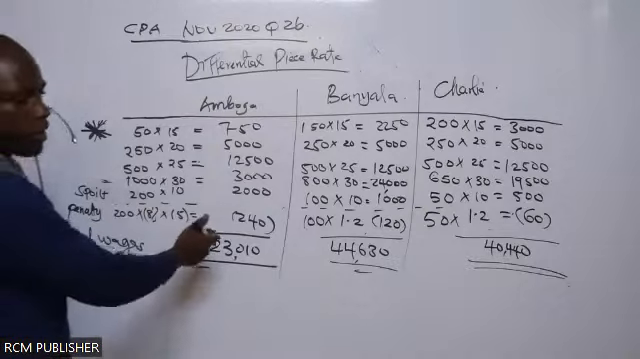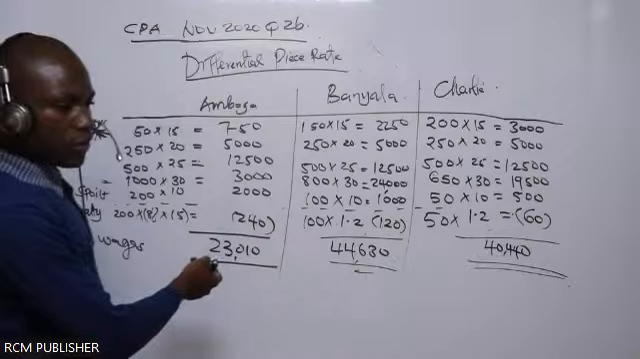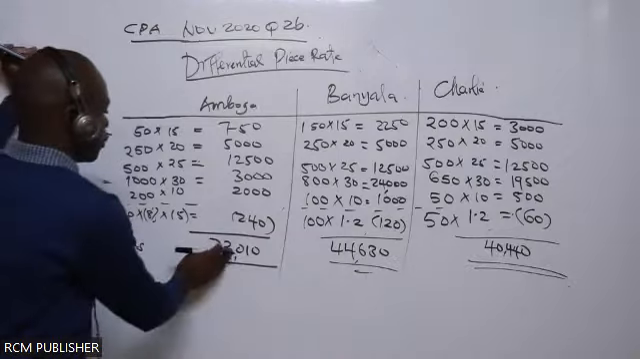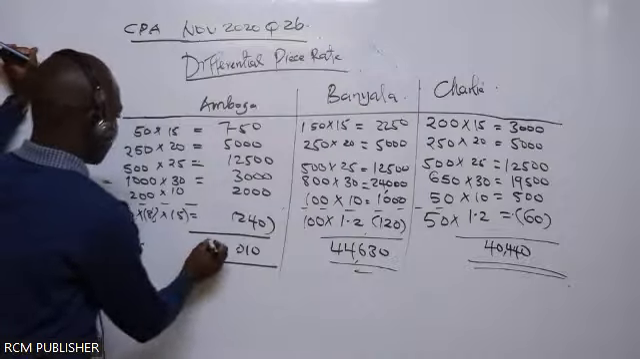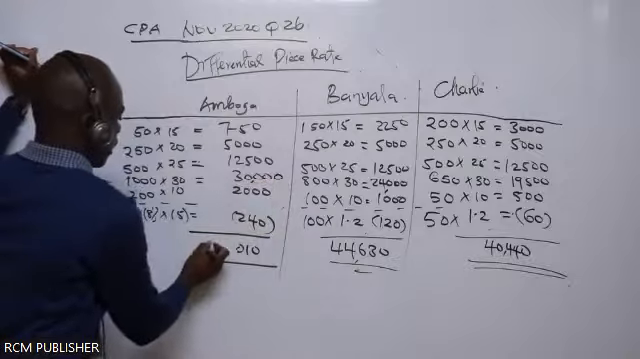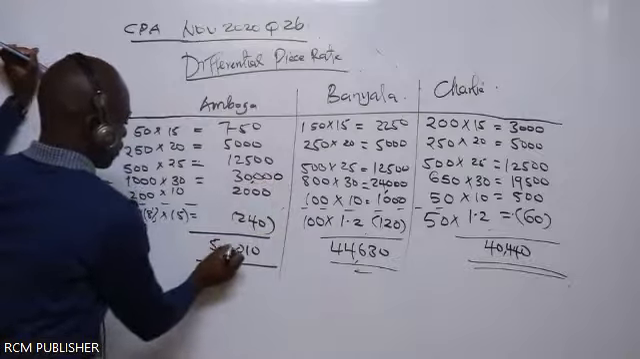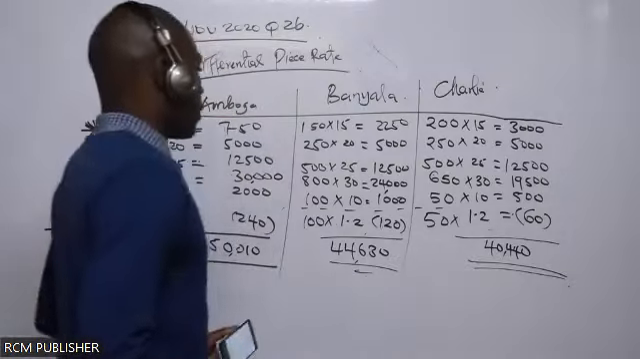Can someone give me the correct value? Where are you getting 1.2? It is 50,010. It is 50,010. This one is 30,000, not 3. Okay, it is 50,010. Somebody is asking where we are getting 1.2.